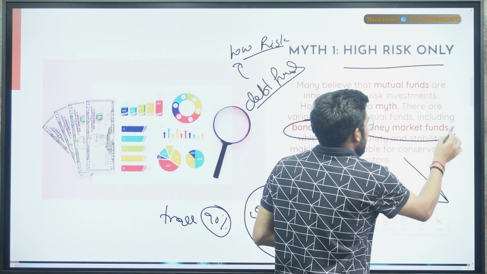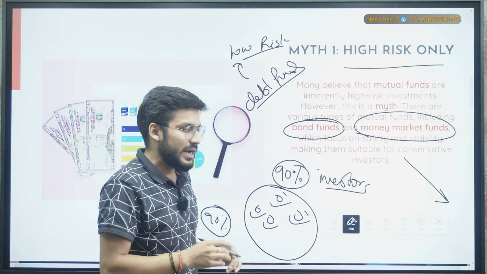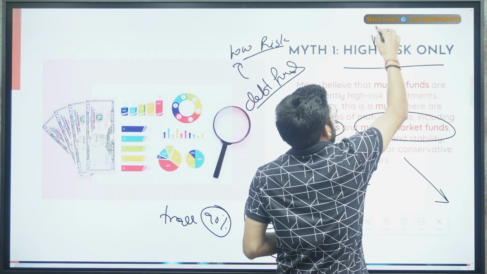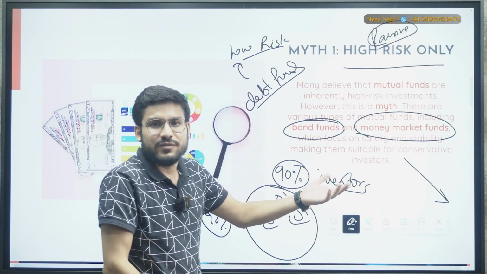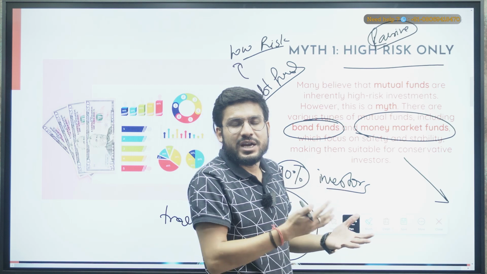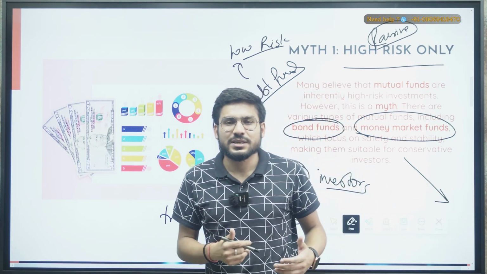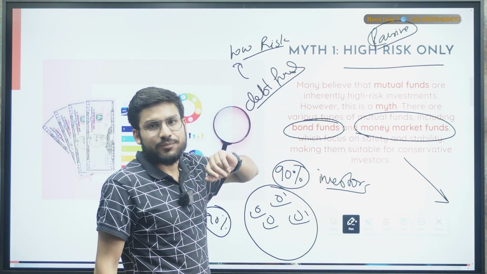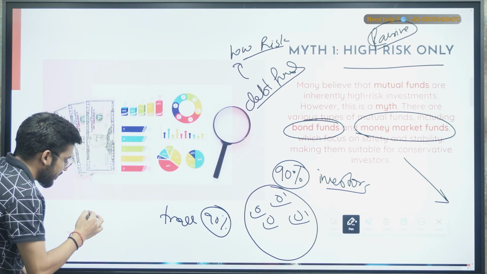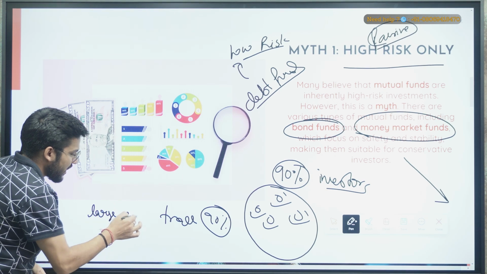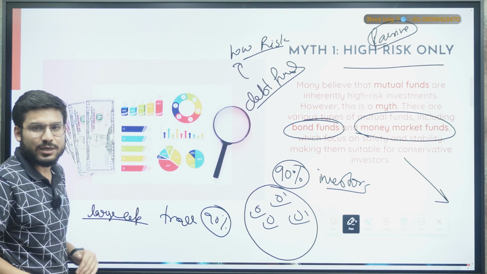You can also go with money market funds, right? And you can also go with the passive ones, which only replicate the performance of Nifty 50. They don't take that much risk. So you can also go with this one, right? And there are many more examples. For example, you can go with large cap funds. Large cap funds don't take that much risk.